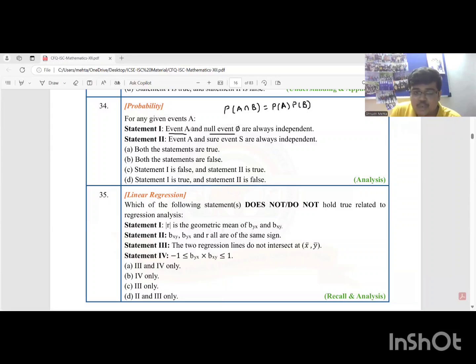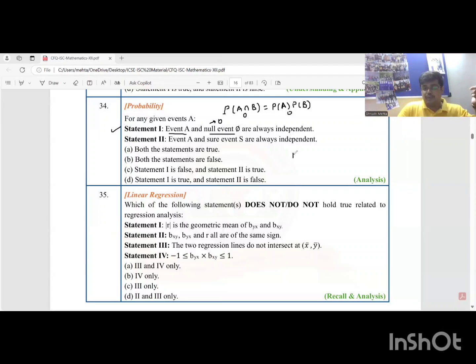It is very easy to understand students that event A has some probability. But when we say null event, the probability is 0. So on the left hand side, see if it is a null event, there's nothing common between A and B, which means on the left hand side, probability of intersection is 0. And here it's P of A into P of B. We don't know what is P of A, but P of B is 0. 0 equal to 0. It just satisfies the formula, which means statement 1 is true.